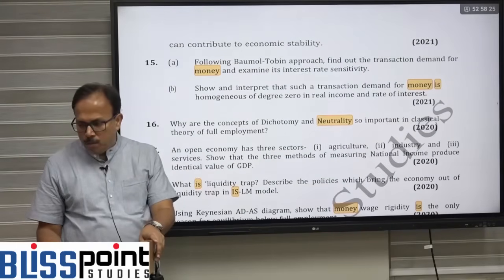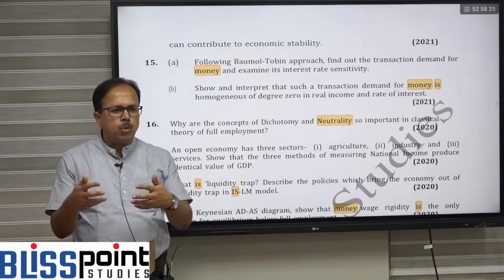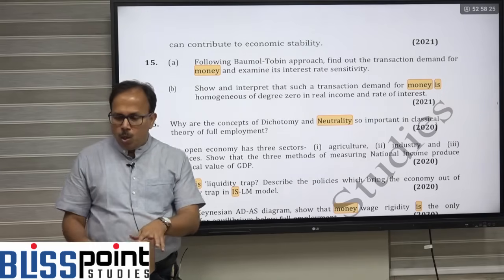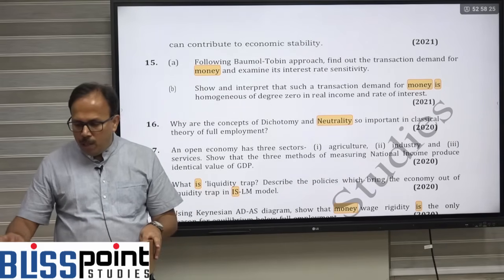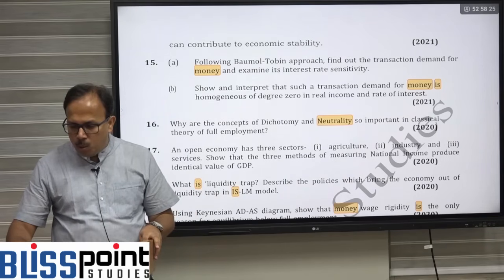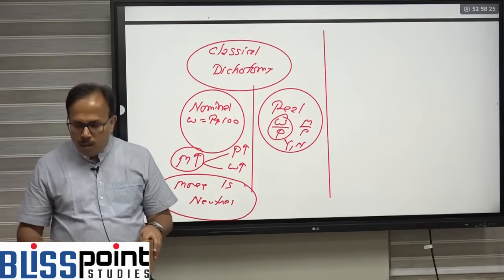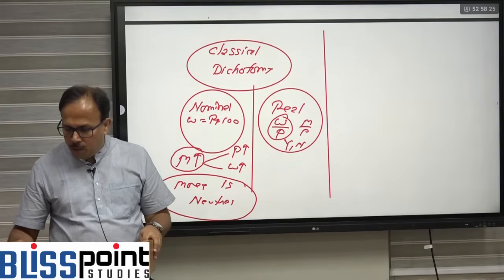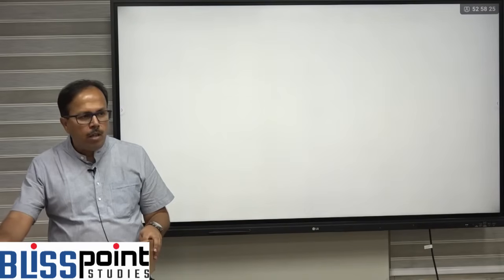This question was 16. So regularly asked question है, but when the question comes directly on the classical dichotomy or the neutrality of money, then mainly you apply the classical model tools to explain this. So right now what we have to cover, we will be covering the classical model first and then we will go to the Keynesian model.